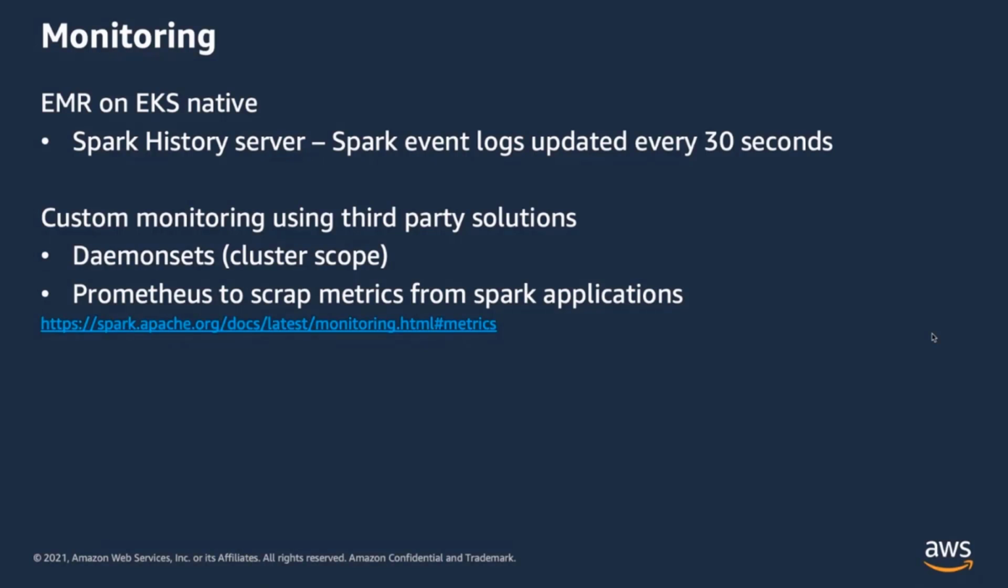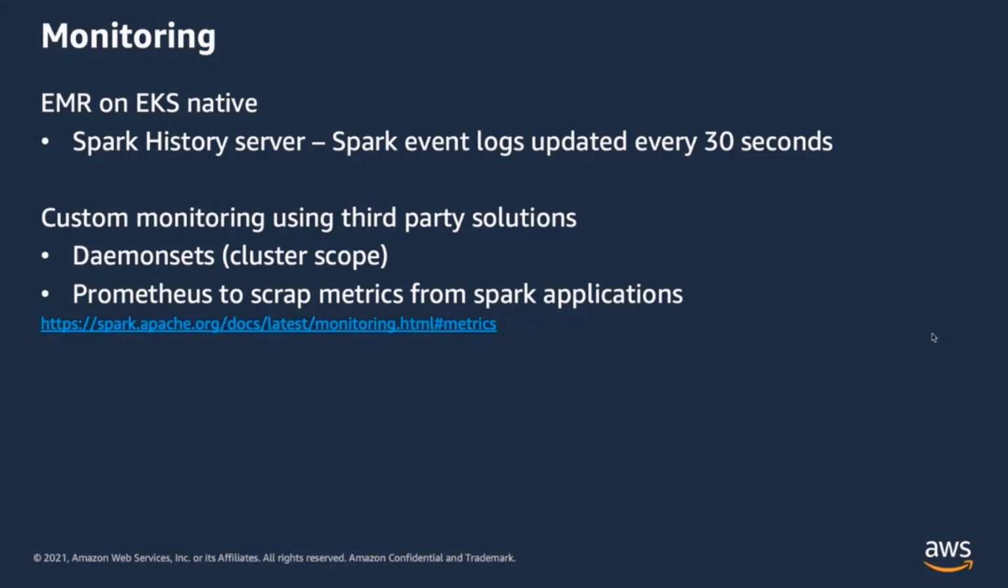The Spark event logs are pushed to an AWS S3 bucket every 30 seconds. And when you go to the EMR console and click on view logs, there is a Spark history server that gets spawned dynamically, and it loads these event logs and you can view the metrics. So this lets you look at the Spark application metrics long after the job is completed.